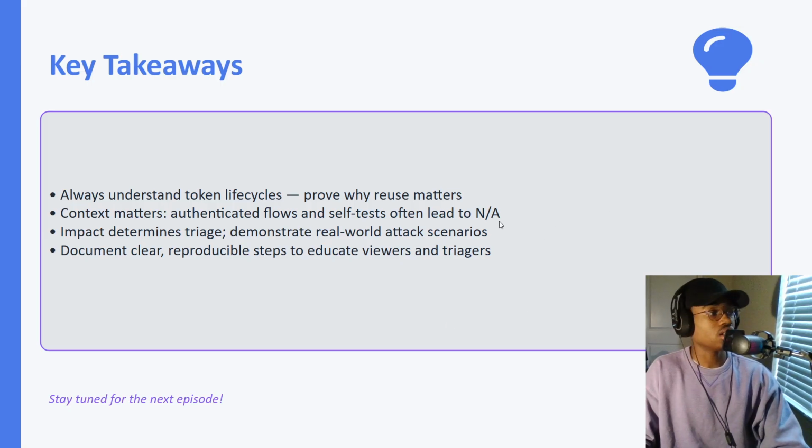Okay, so key takeaways. Always understand token life cycles. Prove why reuse matters. Context matters. Authenticated flows and self-tests often lead to NA. Impact determines triage. Demonstrate real-world attack scenarios. Document clear, reproducible steps to educate viewers and triagers.